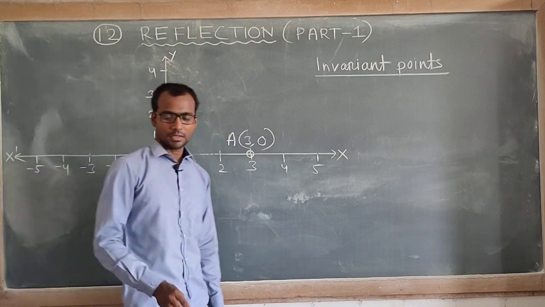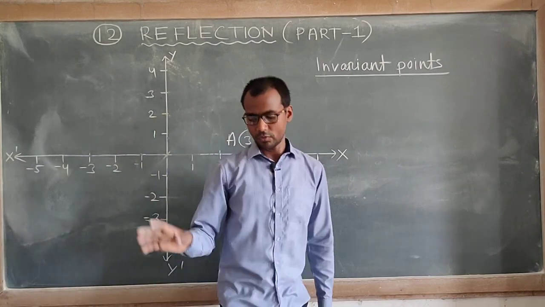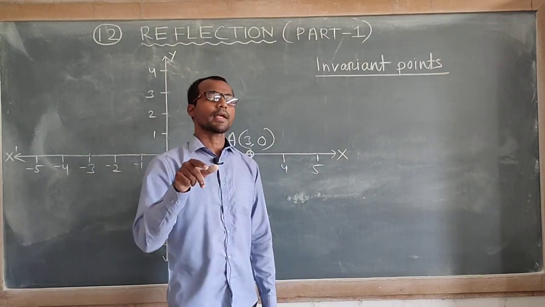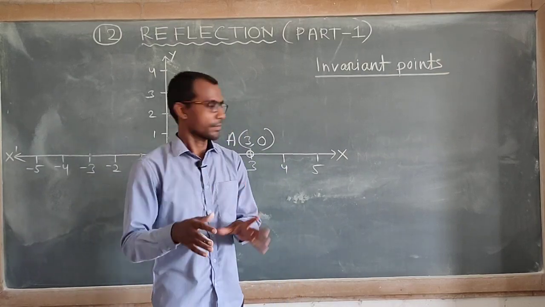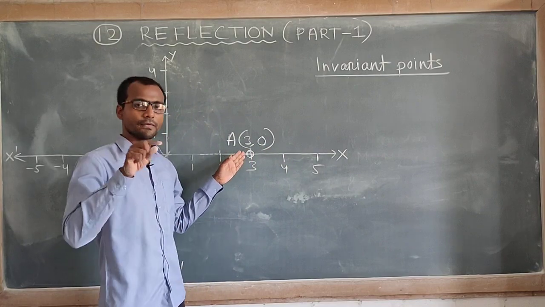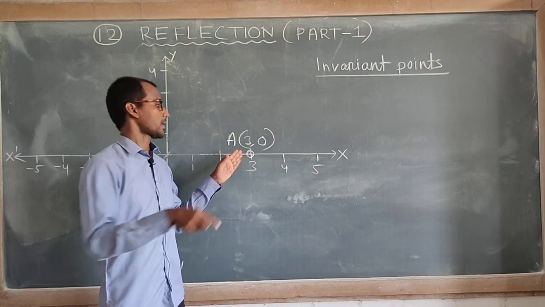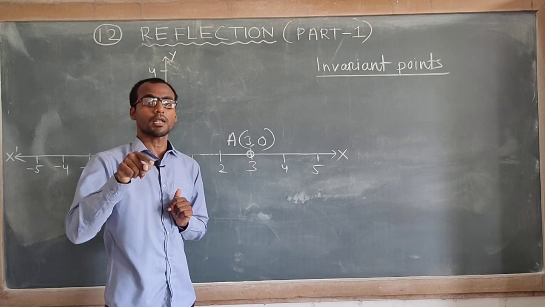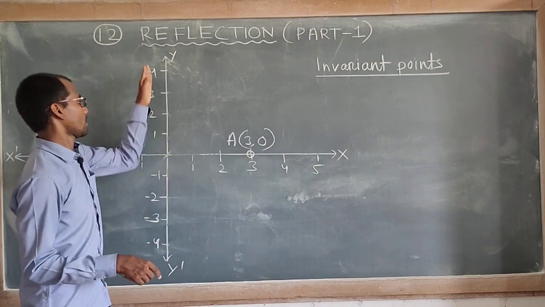So remember this, purely there is no invariant point. A point is invariant depending on the line in which it is reflected. For example, this point is invariant when it is reflected in the x-axis. But it is not invariant when it is reflected in the origin or the y-axis.